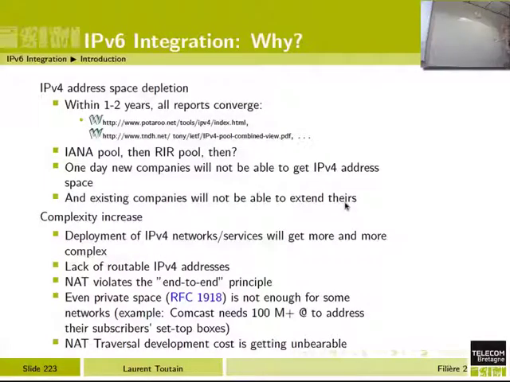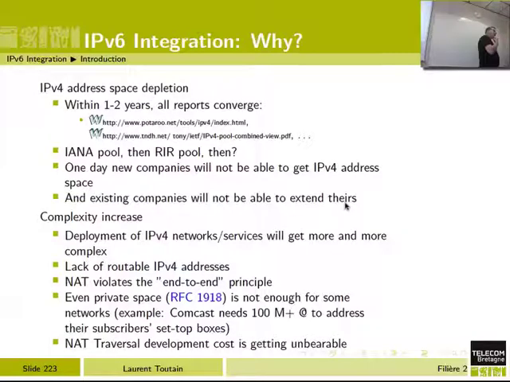So, I don't know if you read the slide, but it means that now we have no more IPv4 addresses. We can continue to use IPv4 for many, many years, because there are some tricks to do it, but it will be more and more complex and more expensive. So the only alternative we have is to move to IPv6. And normally it will be cheaper.